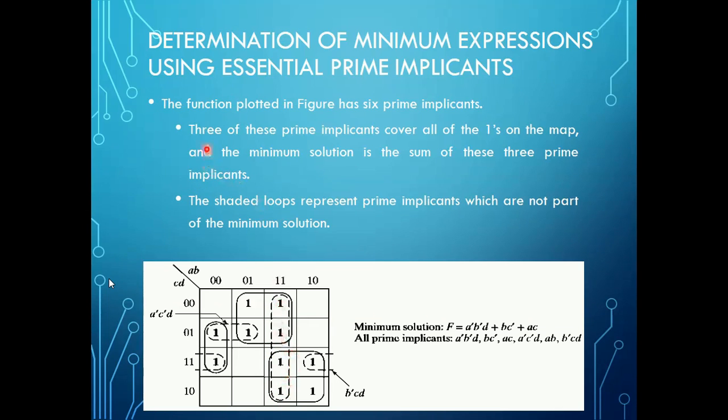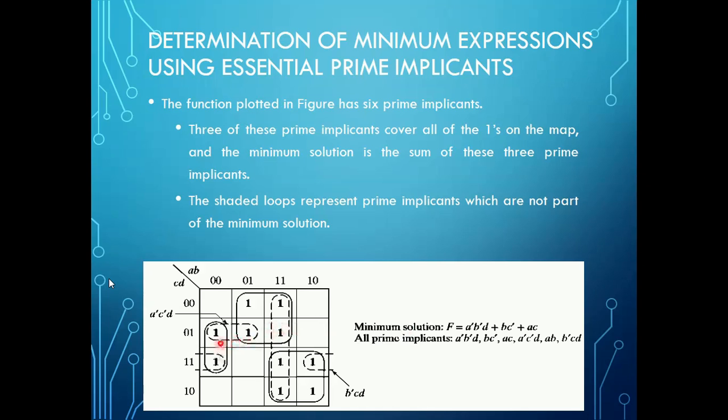In this particular problem, three of these prime implicants cover all the ones on the map, and the minimum solution is the sum of these three prime implicants. How many do you have? 1, 2, 3, 4, 5, 6. Totally 6 prime implicants in this problem. Out of these, three are the prime implicants we are going to choose to form a minimum solution.